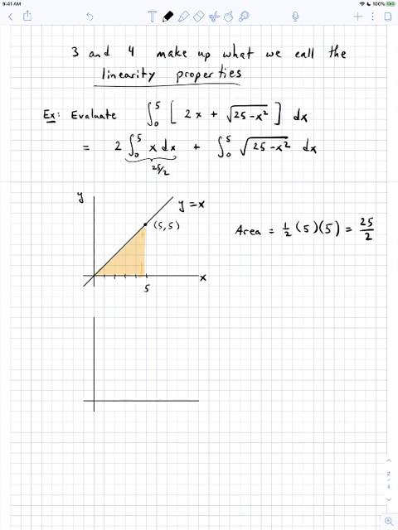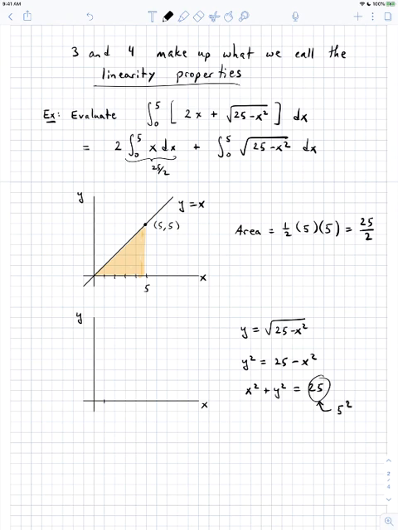Again, we want the xy axes. But what about this curve, y equals the square root of 25 minus x squared? Now this may or may not be obvious, but this is the part of a curve for a circle. If we square both sides, and then add x squared to both sides, we have x squared plus y squared equals 25. So this is a circle with radius 5.